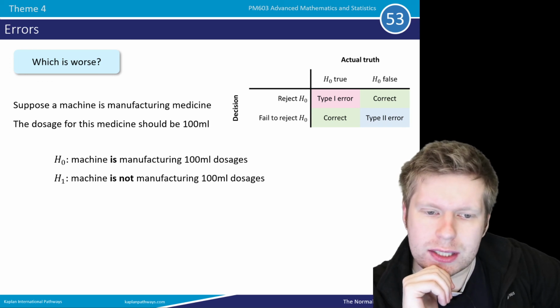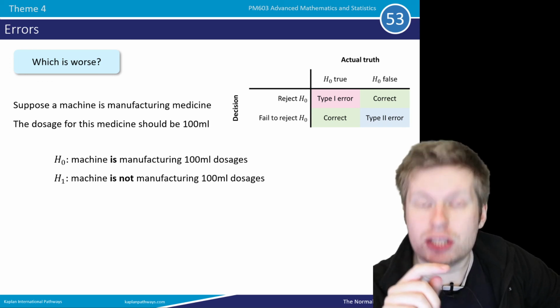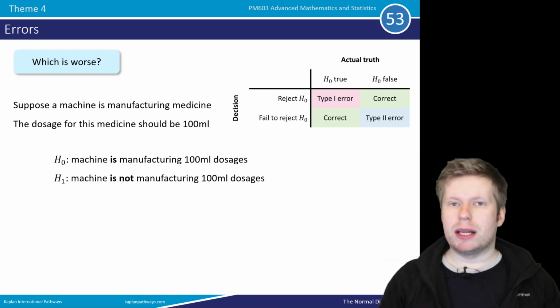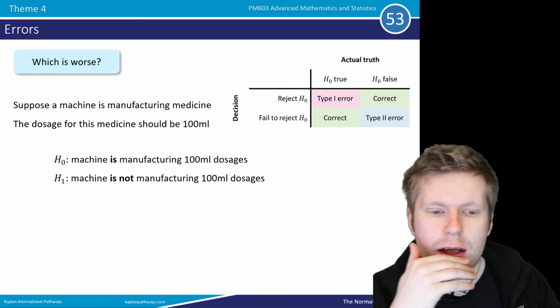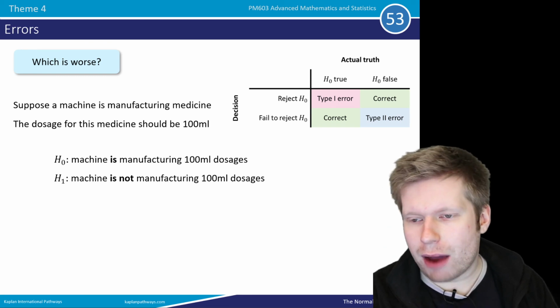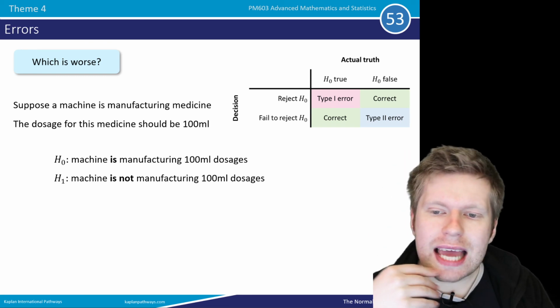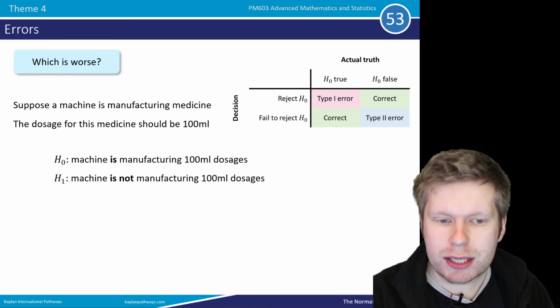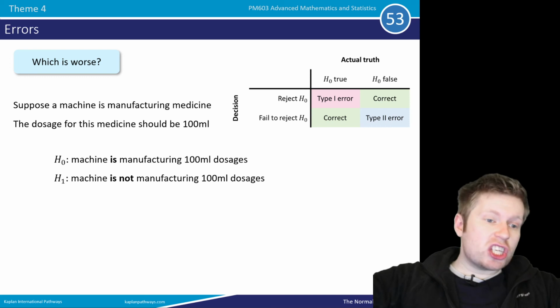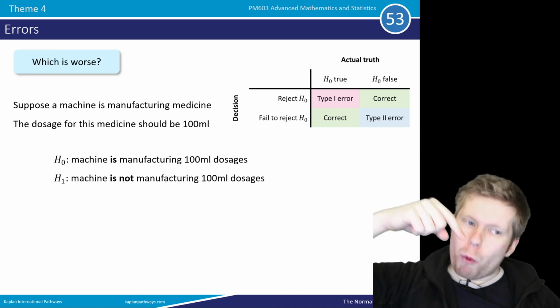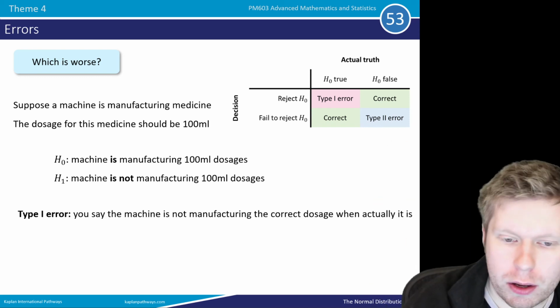A type 1 error, in other words, saying that the machine is not manufacturing 100 milliliter doses, means we reject the null hypothesis when actually it is true, okay? The alternative error is the type 2 error, which is saying that we fail to reject the null hypothesis. In other words, we're saying that the machine is manufacturing 100 milliliter doses. That's what my evidence shows. Yeah, it's all good, okay, when actually it's not. That's a type 2 error, okay?